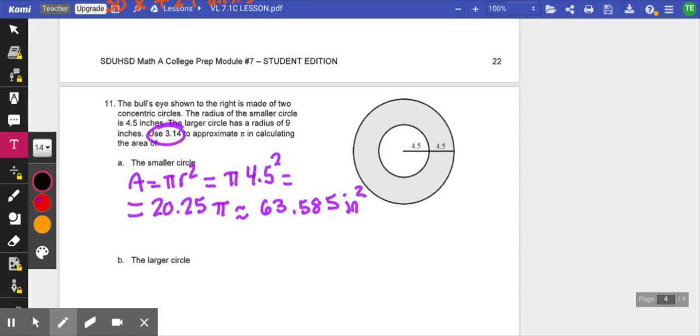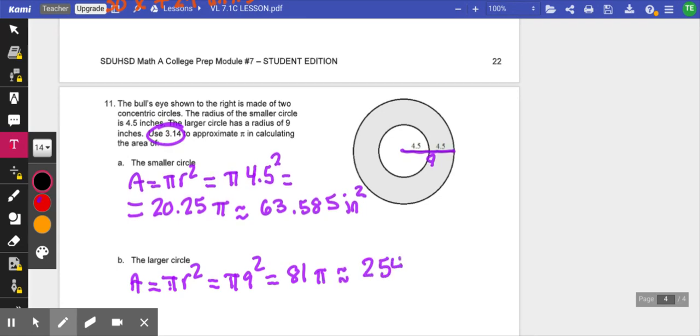The larger circle, its radius is 9. So we're going to go area equals pi r squared. Pi times 9 squared. 9 squared is 81. 81 times pi, so 81 times 3.14 is about 254.34 inches squared.